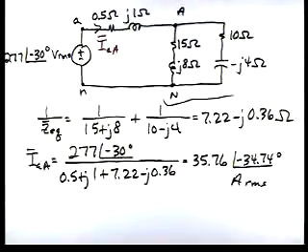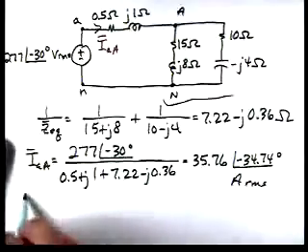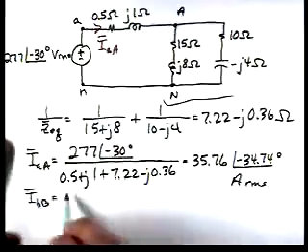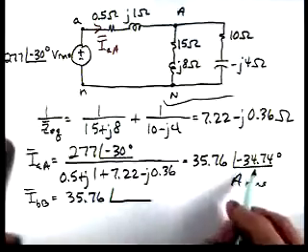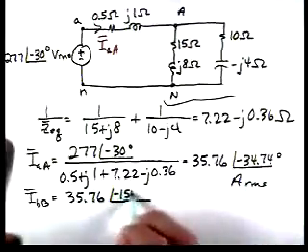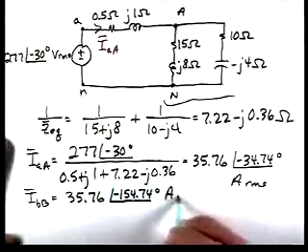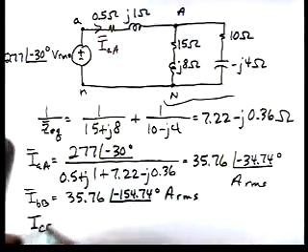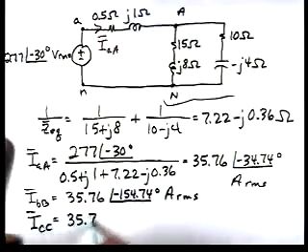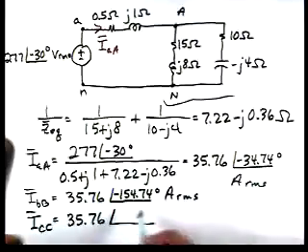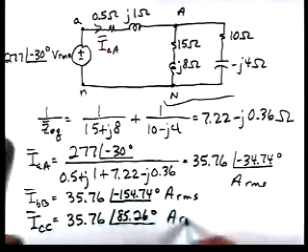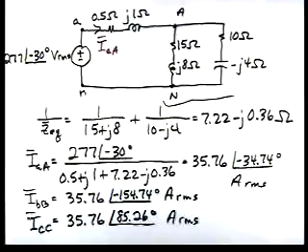Now we have the line current, and it's very easy to calculate the line current in the B phase, because it'll have the same magnitude. It'll just lag this one by 120 degrees, so its angle will be minus 154.74. Then the line current in the C phase, since it's a balanced system, will have 35.76 and lead this one by 120, so it'll be 85.26 degrees amps RMS. So there are the line currents.